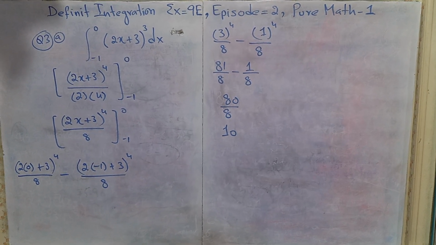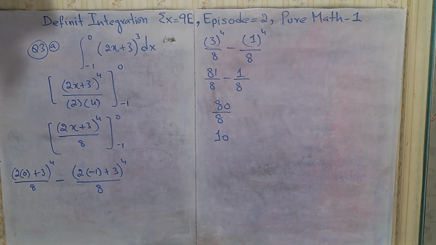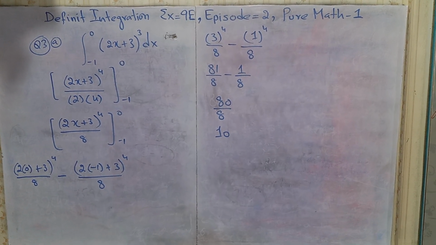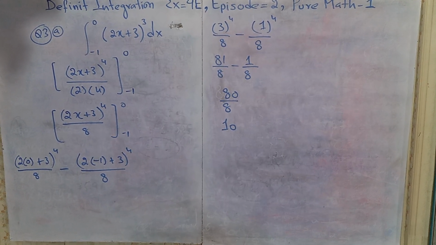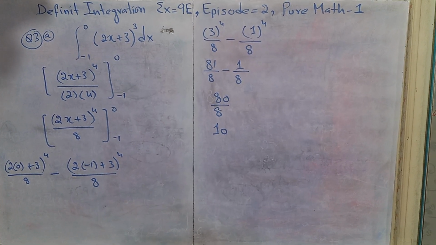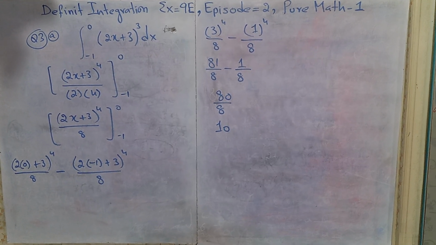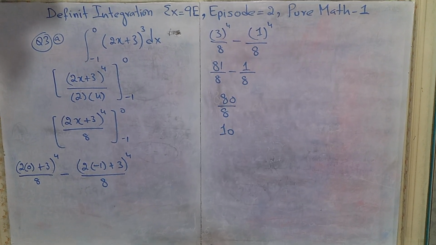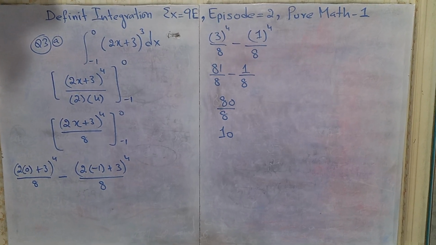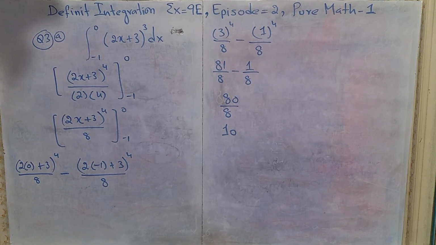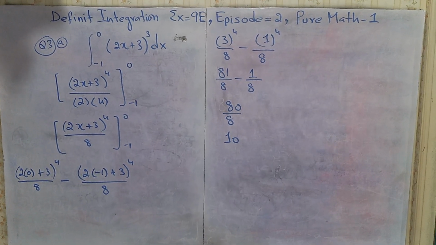So 2 into 0 is 0, and 3 raised to power 4 is 81, so you will have 81 by 8. Then the other thing is 2 into -1, which is -2, plus 3, that is 1. So 1 raised to power 4 is 1, and that fraction will be 1 by 8. So 81 by 8 minus 1 by 8 is 80 by 8, and that is 10. My dear students, this is how you will do question number 3, part A.